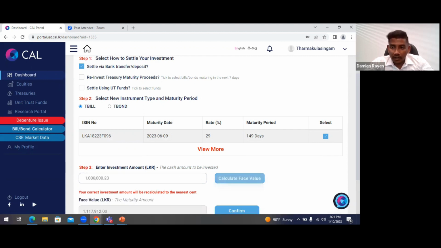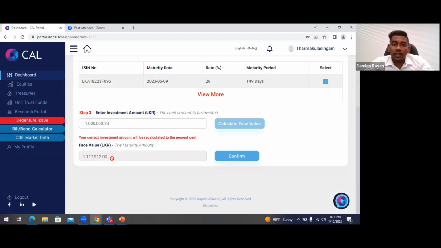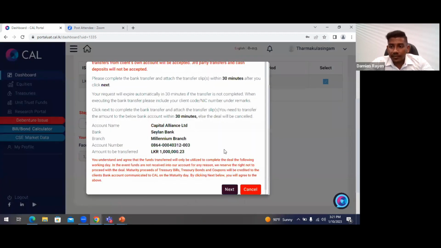And the portal will calculate the face value for you. So face value, like I mentioned before, is the maturity amount that you will get in your hand. You click confirm, and this message will display on the screen with the bank account details. And how the portal becomes very convenient for you to invest in government securities is where you can do an online bank transfer to settle.